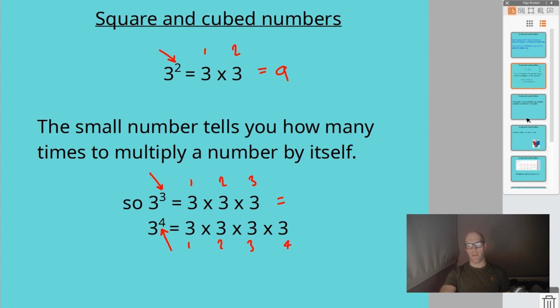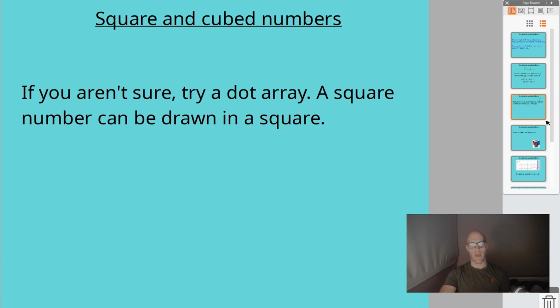Very useful up in secondary school. I will go through all the ways of doing that. If you aren't sure with square numbers, so I'm talking what would 4 squared be, or if you're not sure if a number is a square number, you can see if you can draw it in a dot array. So 1 squared is kind of a square, equals 1. 2 squared, 2 that way, 2 that way, equals 4. You can draw that in a square. You do 3 by 3, 3 squared equals 9.